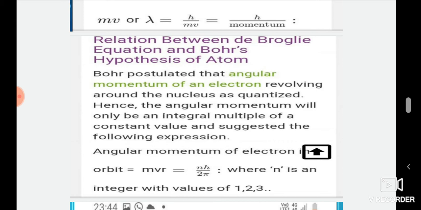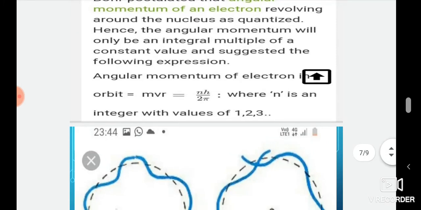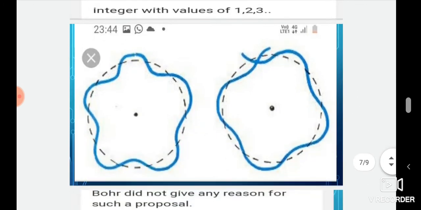So the angular momentum will only be an integral multiple of a constant value, suggested by the following expression. The angular momentum of an electron moving in an orbit is mvr, and it is an integral multiple of h upon 2 pi, that is nh upon 2 pi, where n is a whole number. Got it? It is 1, 2, 3 and so on. You can see in the first diagram that lambda is a complete integral, a whole number 1, 2, 3 and 4, right?